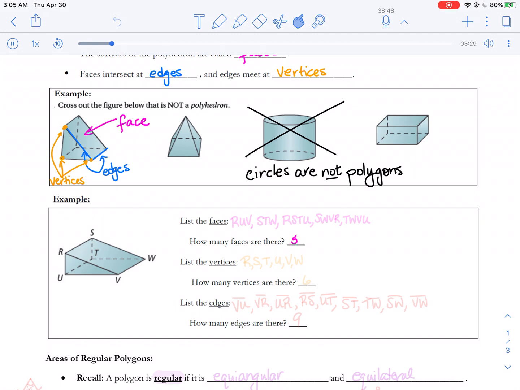SWVR. And TWVU. Yeah, so make sure that you put them in order, the vertices in order. So when she originally had said RSUT, the order was not correct because you have to connect them in the order that it's written in. So just be careful when you're naming those. And there were 5, so make sure you got all 5 of them.